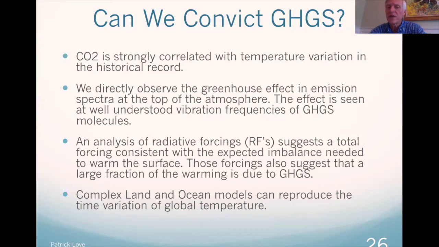We know it's there, and we know it produces about a 60-degree Fahrenheit change because of greenhouse gases, particularly CO2, but other greenhouse gases. We have two ways to get at the cause of this warming. We can look at an analysis of radiative forcings, which is a measurement of the imbalance at the top of the atmosphere caused by a perturbation in something like greenhouse gases or aerosols or other things. And we see that those forcings suggest that there is a large fraction of warming coming from greenhouse gases. Not the only source, but a large fraction.